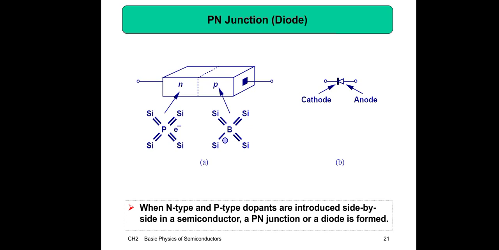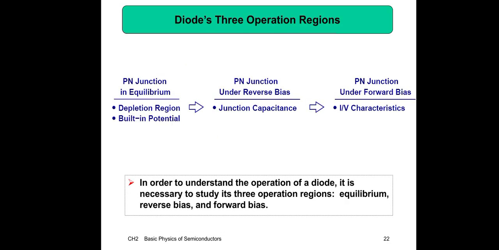Okay, so in N-type region there will be a free electron, and in the P-type region there will be a hole. There are three regions in which a PN junction diode operates: PN junction in equilibrium, PN junction under reverse bias, PN junction under forward bias.